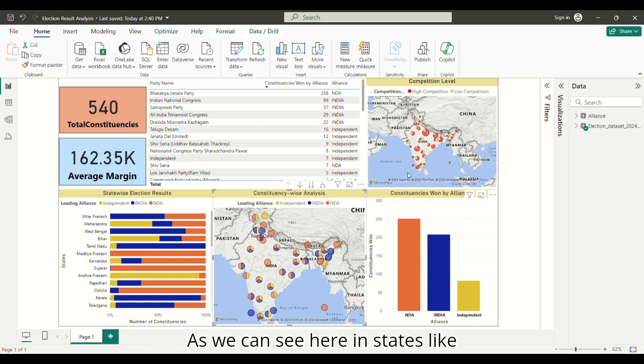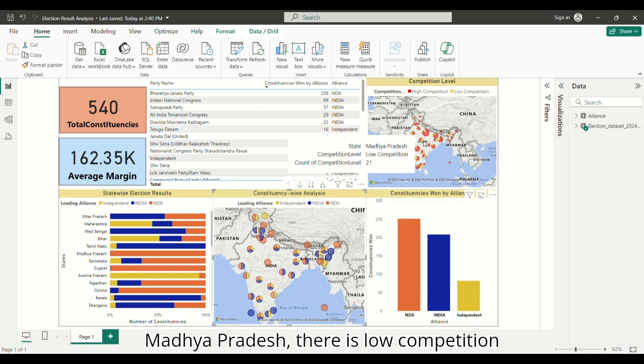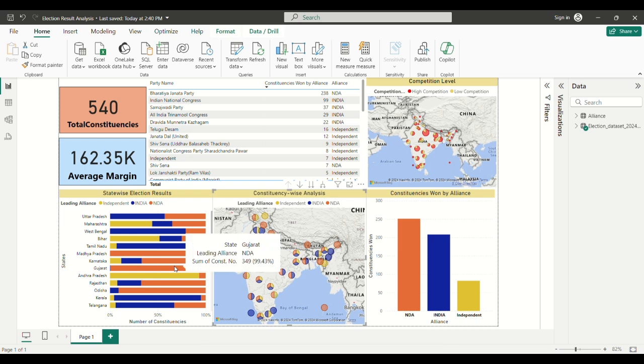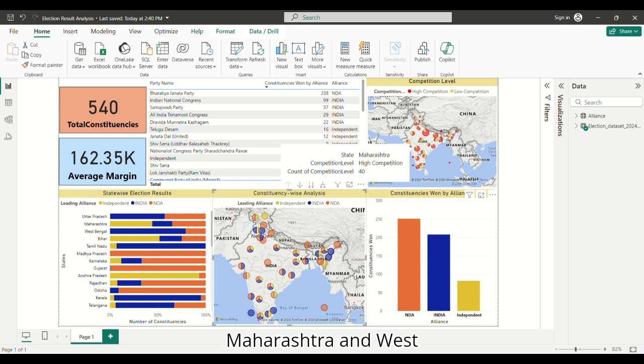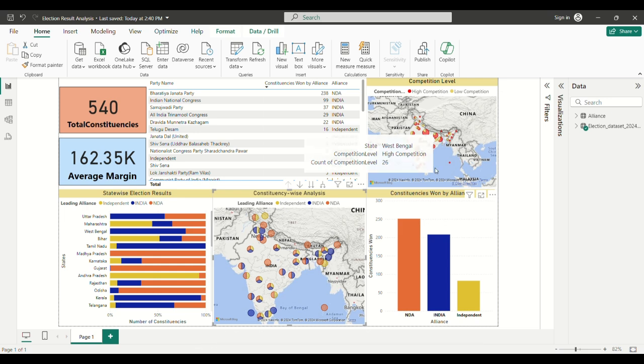As we can see here, in states like Gujarat as well as Madhya Pradesh, there is low competition because the NDA had the highest number of votes in these regions, which can be seen here in Gujarat as well as in Madhya Pradesh. Whereas regions like Maharashtra and West Bengal had a high level of competition, which can be seen here.